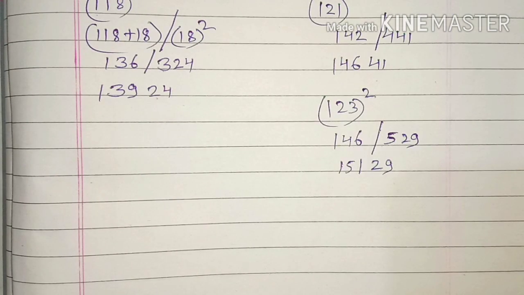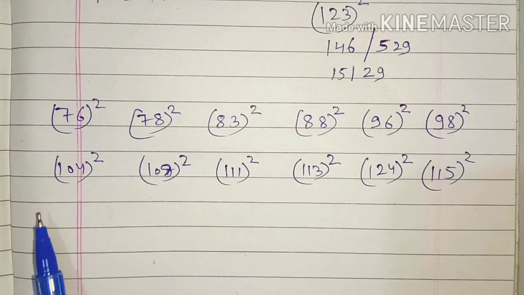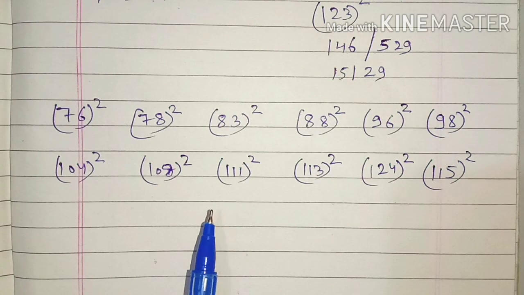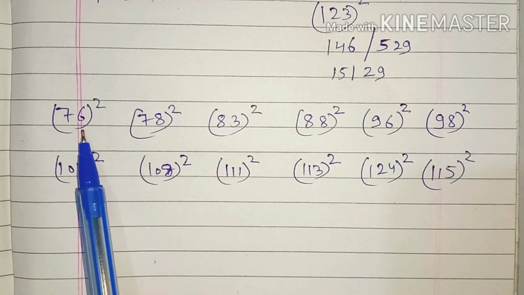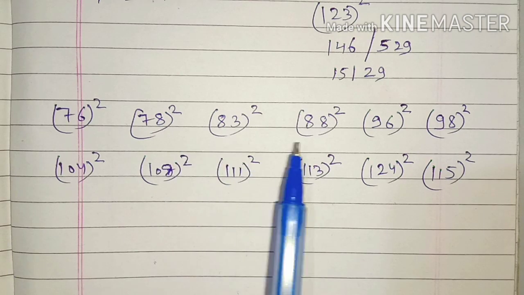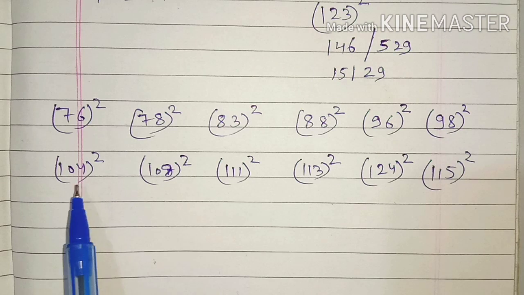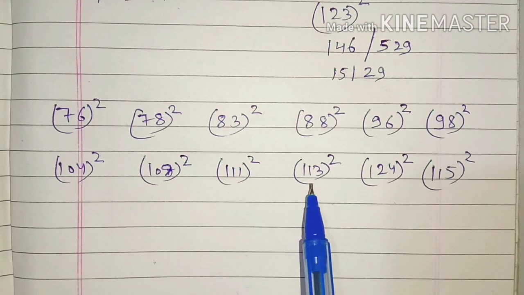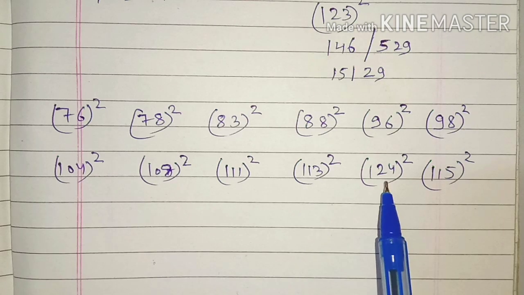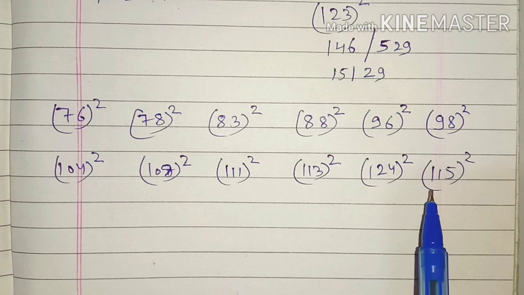Now I am giving you some questions so that you can practice. These are some squares. You can try if you want to learn the method. 76 square, 78 square, 83 square, 88 square, 96 square, 98 square, 104 square, 108 square, 111 square, 113 square, 124 square, 115 square. So these are some examples you can try.